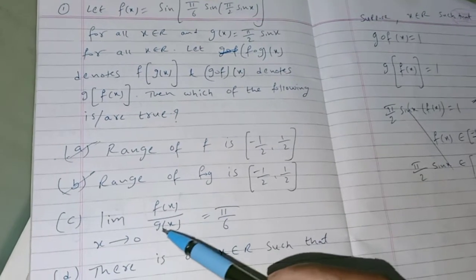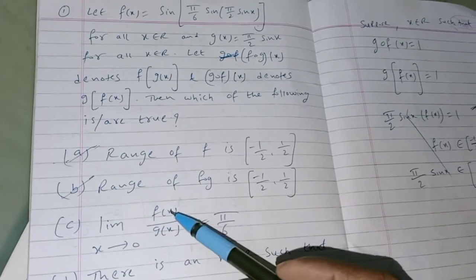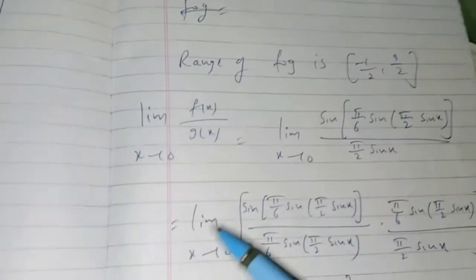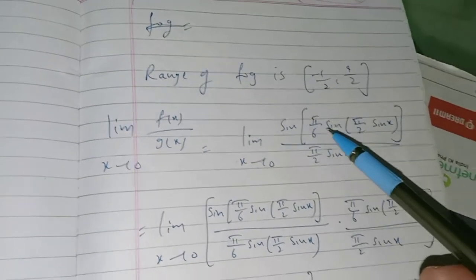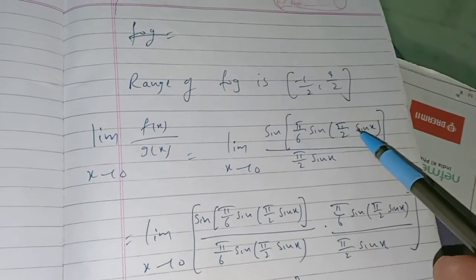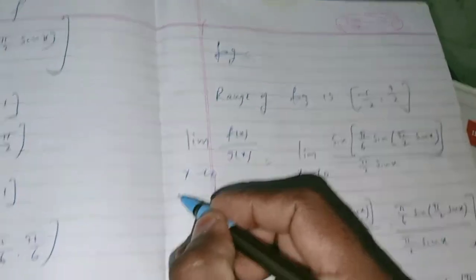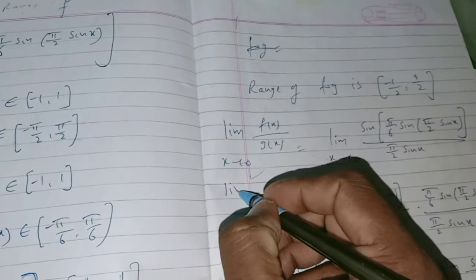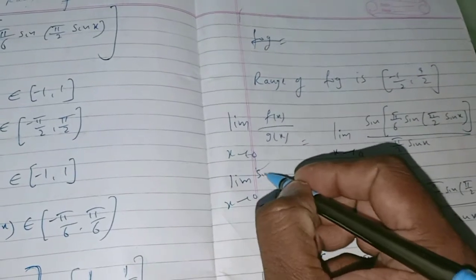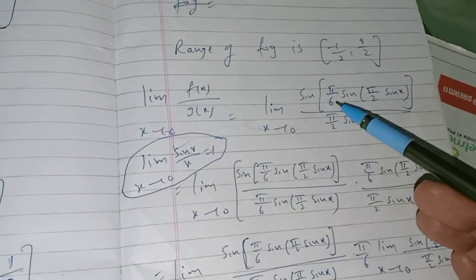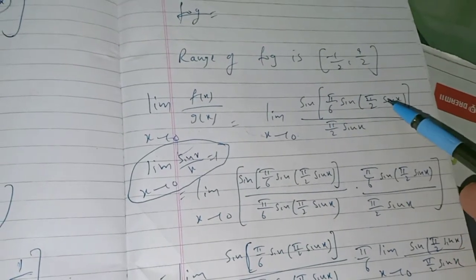Then come back to the third one, that is limit x tends to 0 f of x upon g of x is pi by 6. We'll prove it here. So we know the f of x value, you can substitute here: sine of pi by 6 sine pi by 2 sin x upon g of x value, pi by 2 sin x. We have one formula in limits, that is limit x tends to 0 sin x by x is equal to 1. So by using this formula, to convert the given question, you can multiply and divide with this particular term in numerator as well as in denominator.